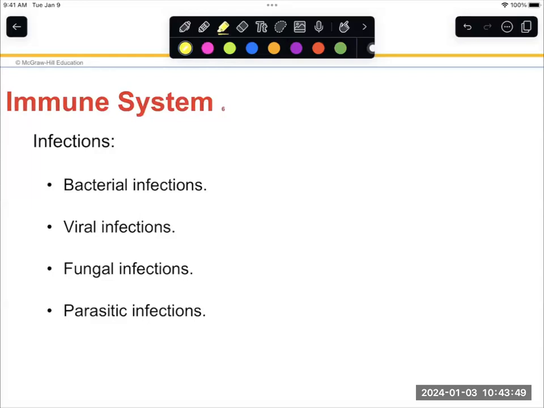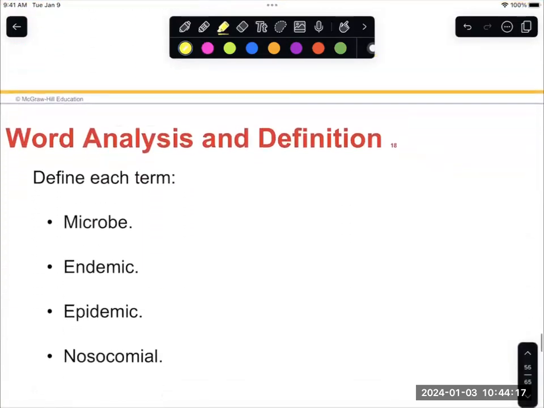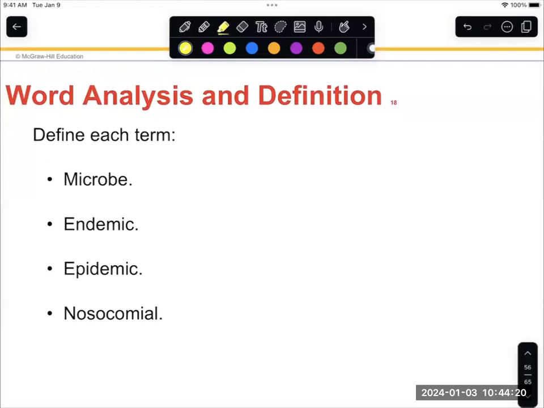But back to here. If microorganisms other than the normal invade our body, they become pathogens and infections occur. These different pathogens include bacteria, viruses, fungi, and parasites. So a microbe is short for a microorganism. It is so small that we cannot see it.